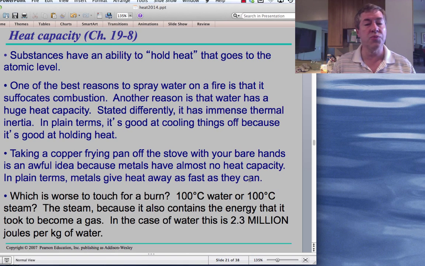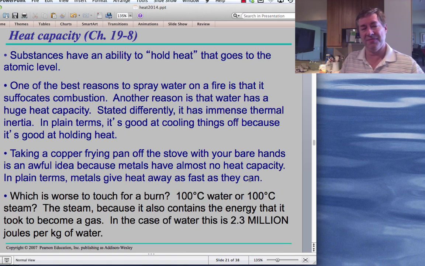So let's see, which one would be worse for you to touch? Water which has just been heated up to 100 degrees centigrade, like this here. I'm not going to do that either. You guys are sadists here. Or an equivalent amount of water vapor, which is steam coming out here.